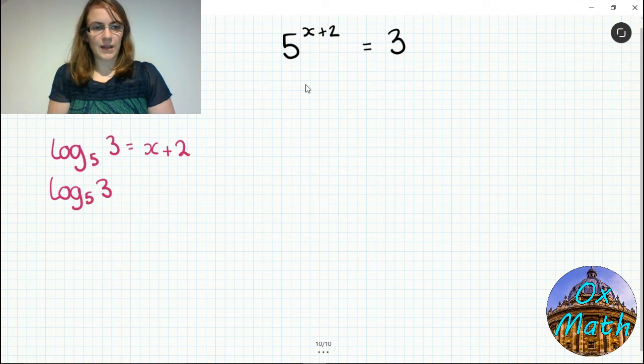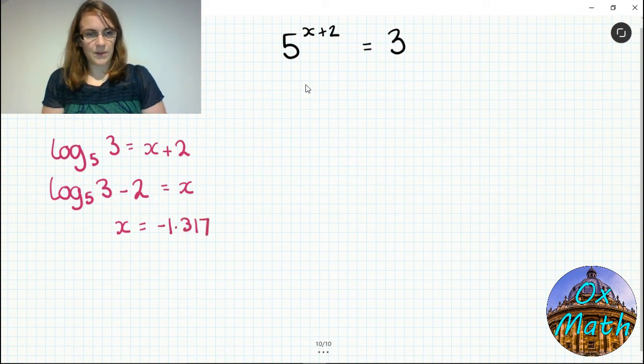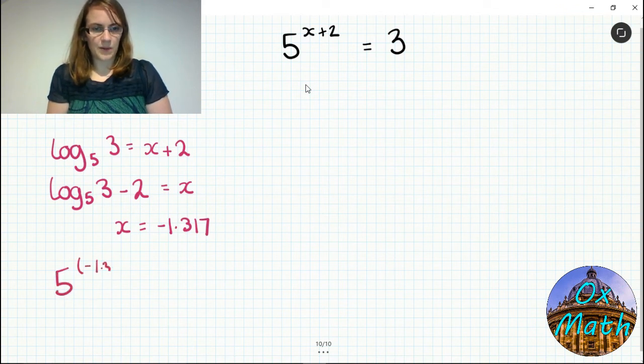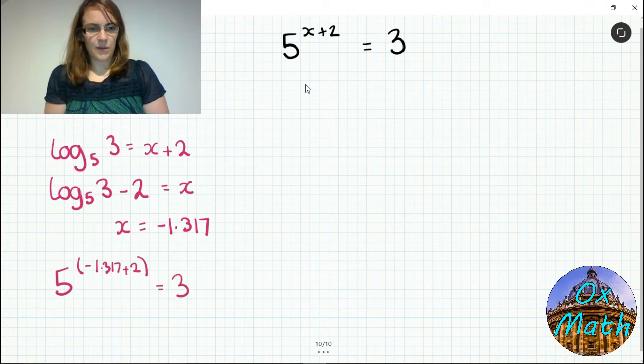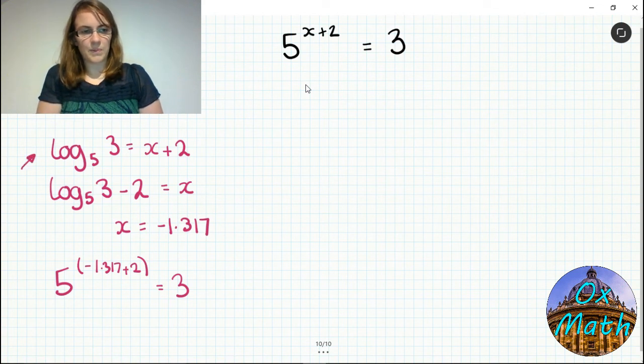So if you've got a calculator that allows you to type in any base, you can type in log base 5 of 3 minus 2, and that will give you x, and if you type that in you should get minus 1.317. You can then check this in your original equation, type in 5 to the power of minus 1.317 plus 2, and that will give you 3. However, you often need to do this without using that button, without using log base 5.